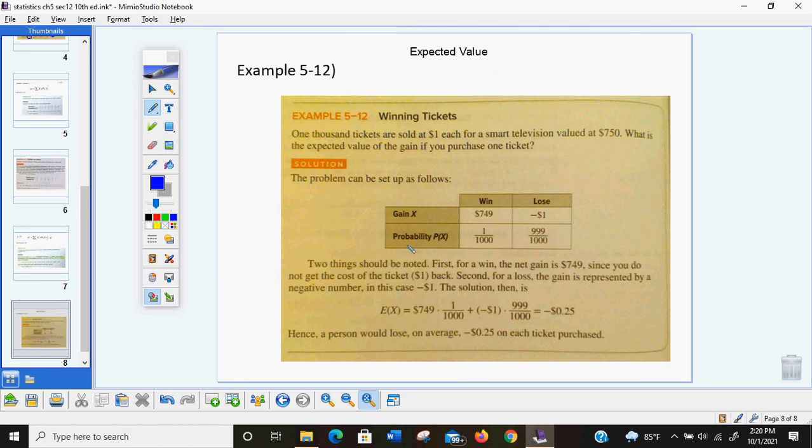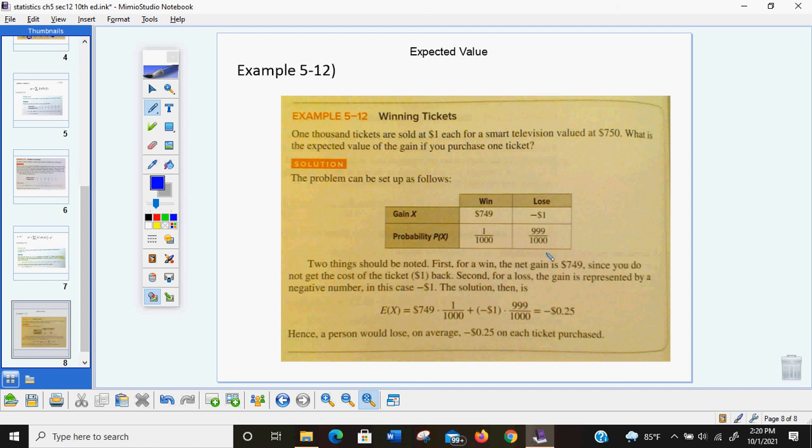Okay, so let's look at this. The outcome, if you win, you're really winning $749 because you paid $1 for the ticket. Okay, so the chances of winning $749, the probability of that is 1 over 1,000 because 1,000 tickets were sold. The probability that you'll lose your dollar, okay, so our outcome would be -1, is 999 tickets out of the 1,000 that are sold.